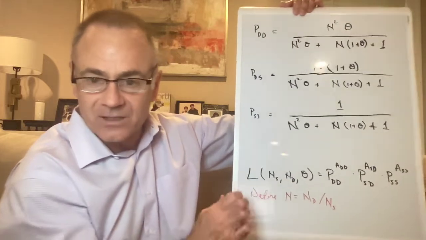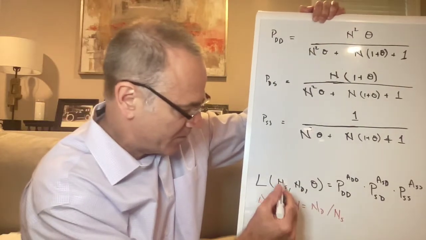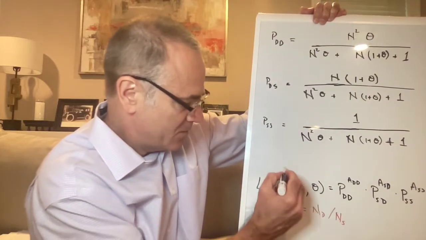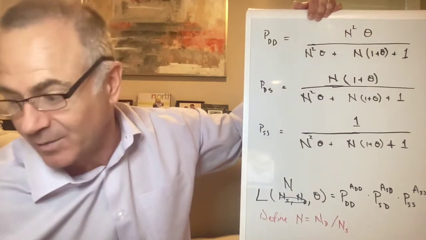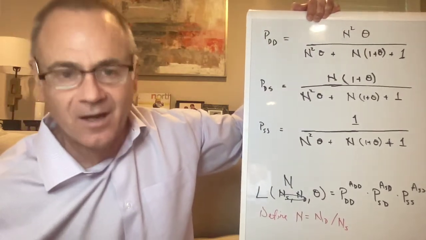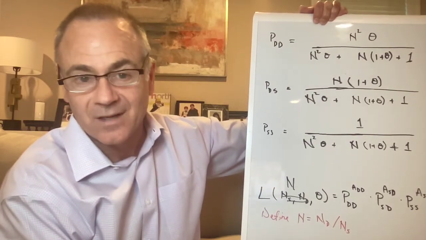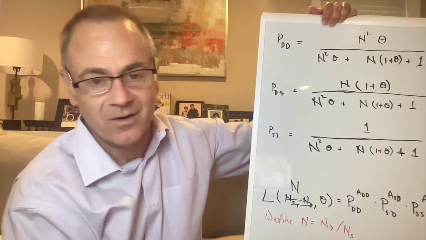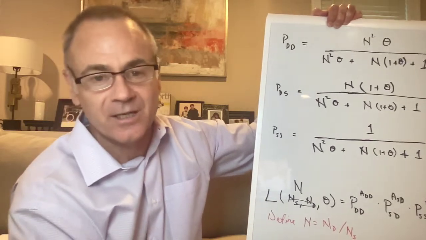The likelihood function. And by the way, before I was calling it a function of NS and ND, we're not going to estimate the two separately. We're only going to estimate the ratio. So now our likelihood is just a function of N and theta. If you were to program this in R, there's only two terms to maximize. Or you could do it in a spreadsheet.